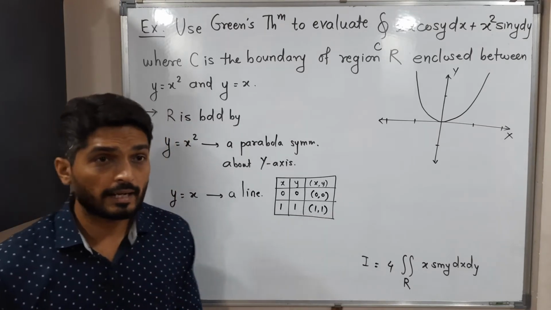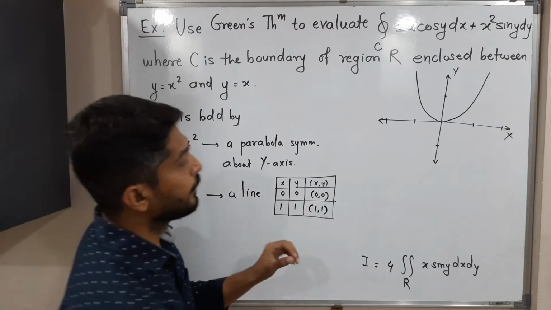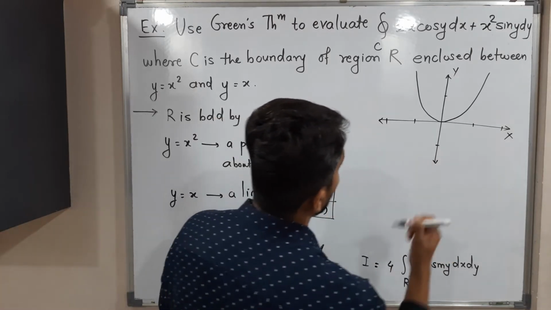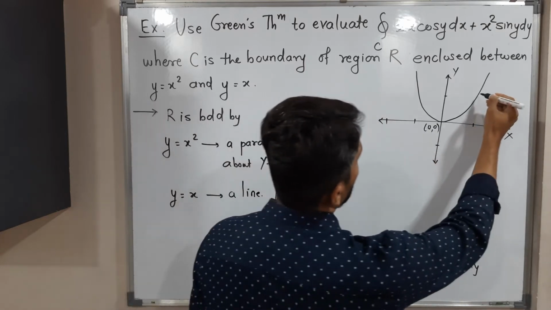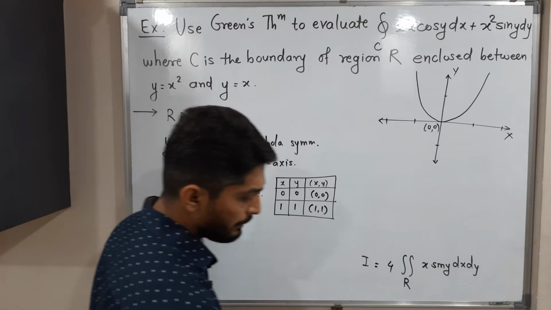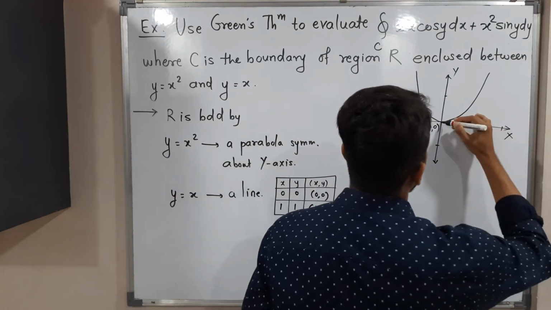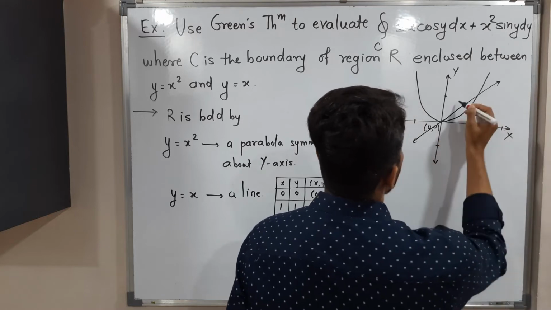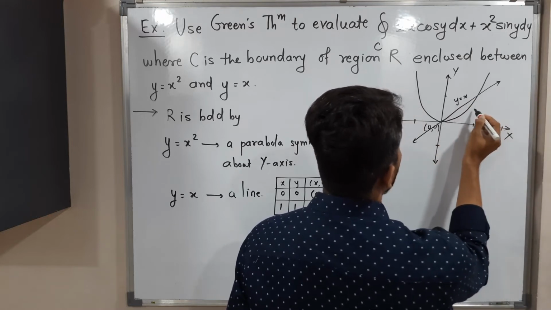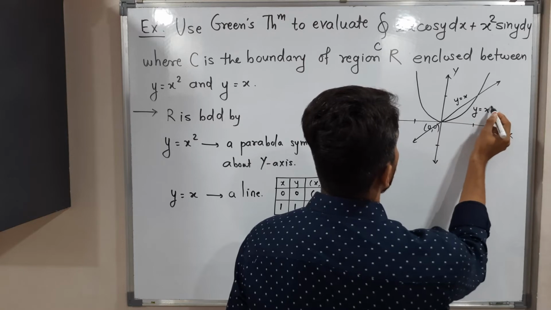It means that the line passes through (0, 0). We have (0, 0) here, and (1, 1) will be somewhere here. So let me draw a line which passes through these two points. I'm drawing a rough sketch. So the line will be like this. So y is equal to x we have, and the other equation is y is equal to x squared.